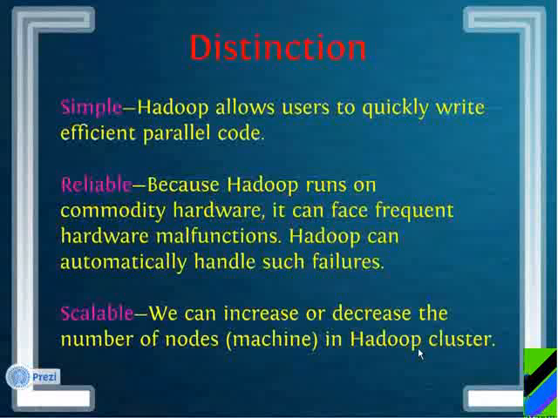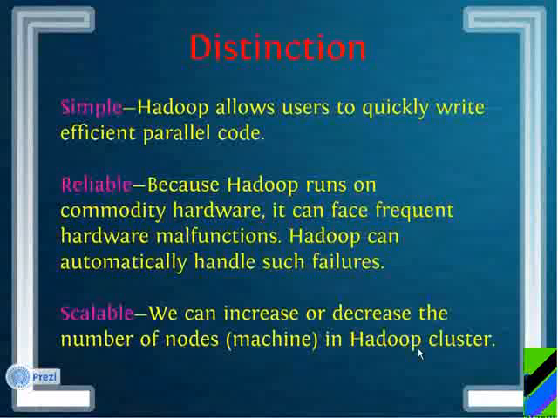The next is reliability, as Hadoop runs on commodity hardware. Commodity hardware means any simple PC or laptop, whatever you are using at home, can be used as a Hadoop machine. As we are not using any special server or special hardware from the market, there are chances that sometimes our system may fail. But nothing to worry, your Hadoop master machine will take care of that.